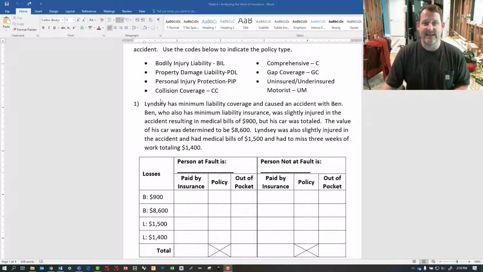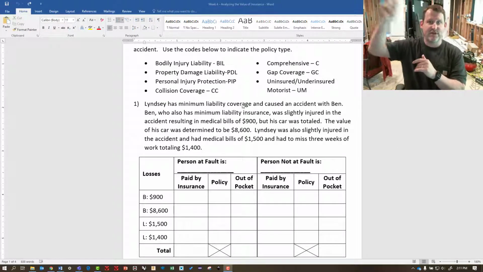All right, so Lindsay gets into an accident and she causes the accident with Ben. They both have minimum liability insurance. Remember, that means you have $25,000 of coverage for someone else's medical bills when you're at fault, up to $50,000 total: $25,000 per person, up to $50,000. So that can be 12 people with $2,000 each for $24,000, or it could be 2 people, $25,000 each, but it has a max of 50 grand. You can't go over that no matter how many people get hurt. Anything over that, you have to pay the difference. Your insurance company won't pay for it.